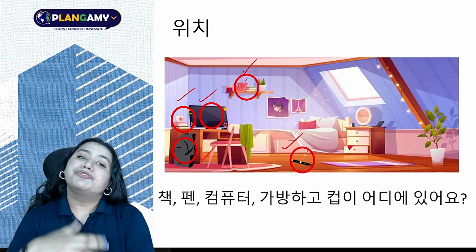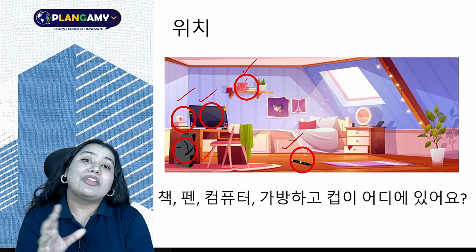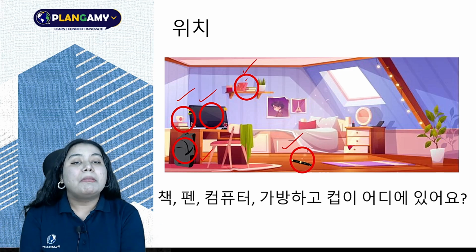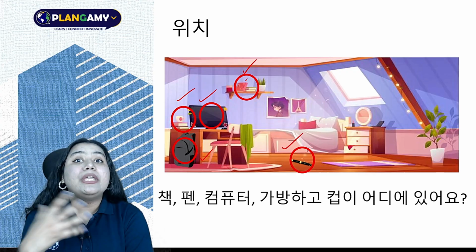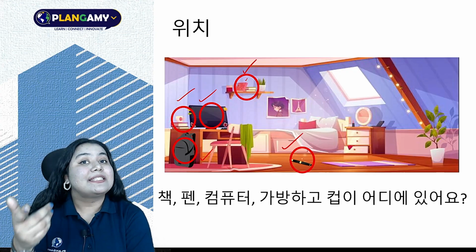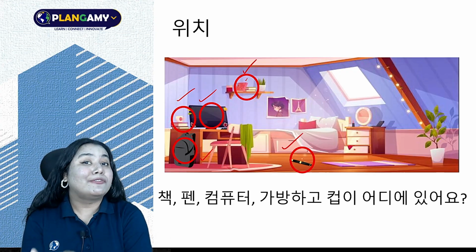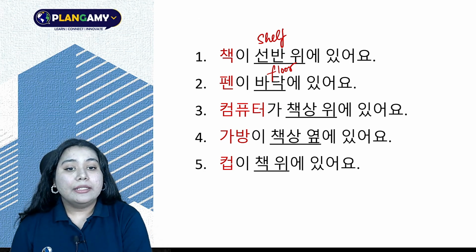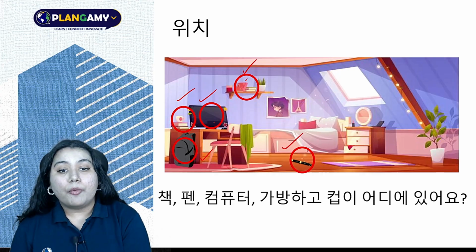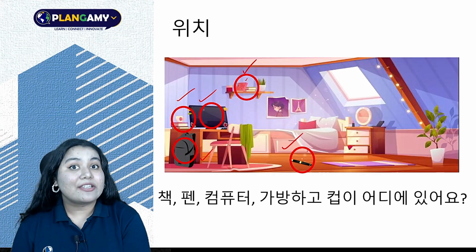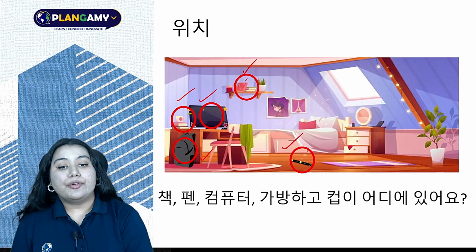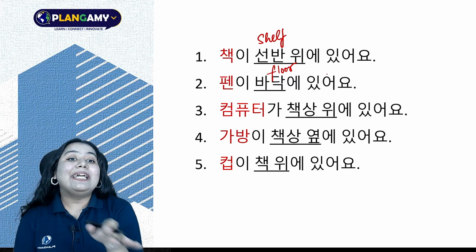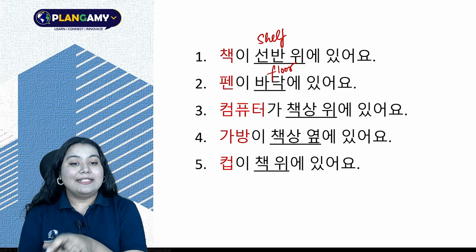바닥에 있어요. So I don't need to specifically say that it's on top of the floor. It's a given that it's on the floor. It must be on the top of it. So I can eliminate the word 위에 있어요. 바닥 위에 있어요, on top of the floor. It's on the floor. 바닥에 있어요. Next thing we have computer. Computer is on the desk, on top of the desk. So I can say 컴퓨터가 책상 위에 있어요. On top of the desk.